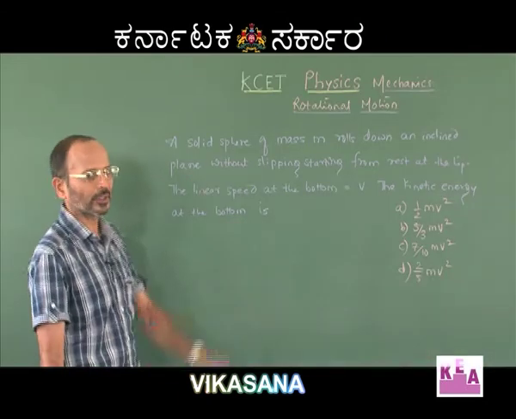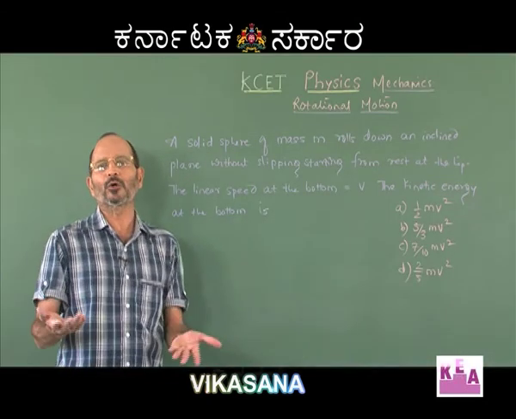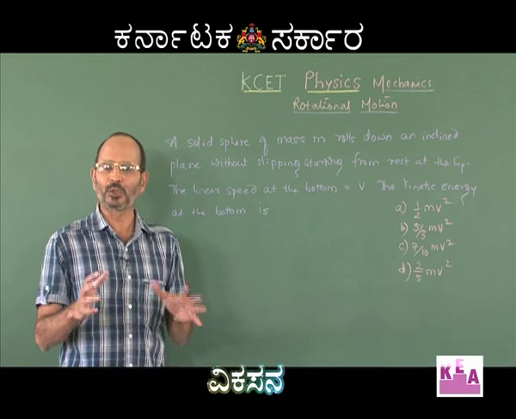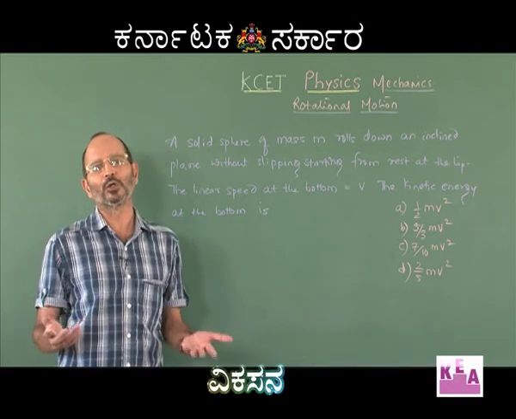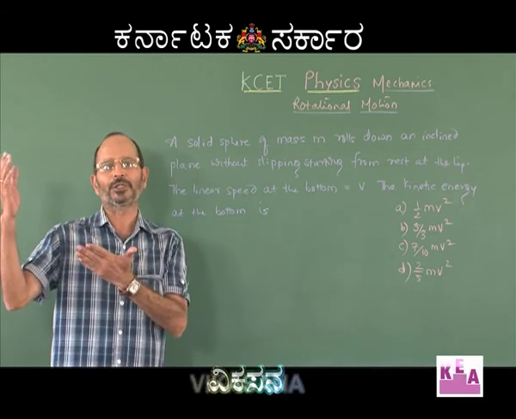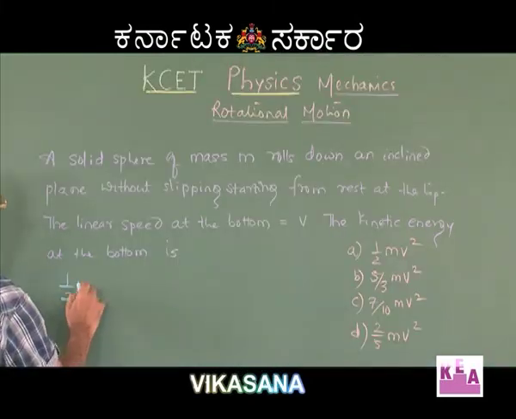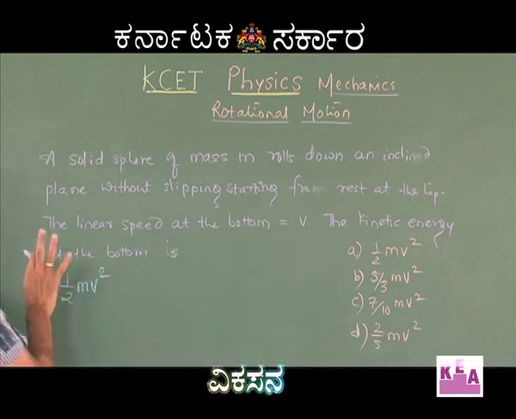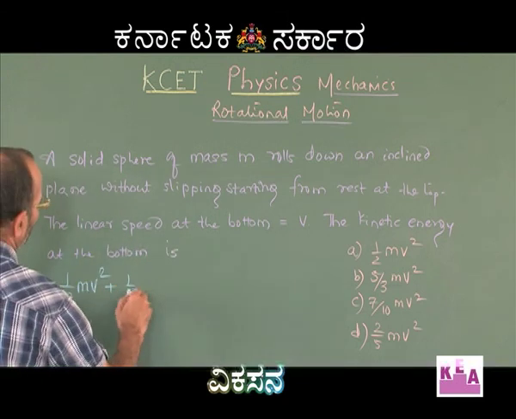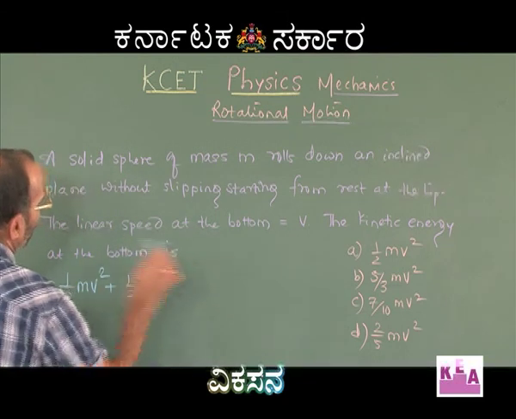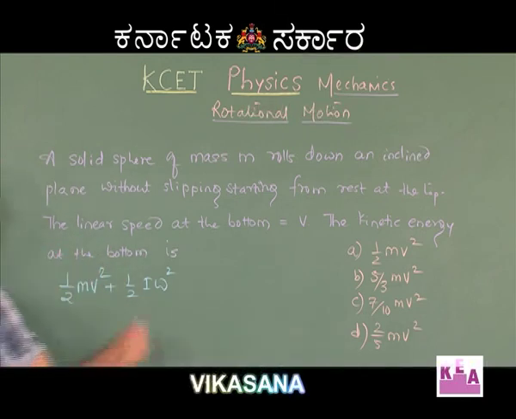No slipping is another word which you have to underline, because had it been slipping we could not have conserved the energy. Because there is no slipping, there is absolutely no loss of energy between the transfer of that solid sphere from the top to the bottom. Half mv square is the translational kinetic energy plus half I omega square is the rotational kinetic energy.